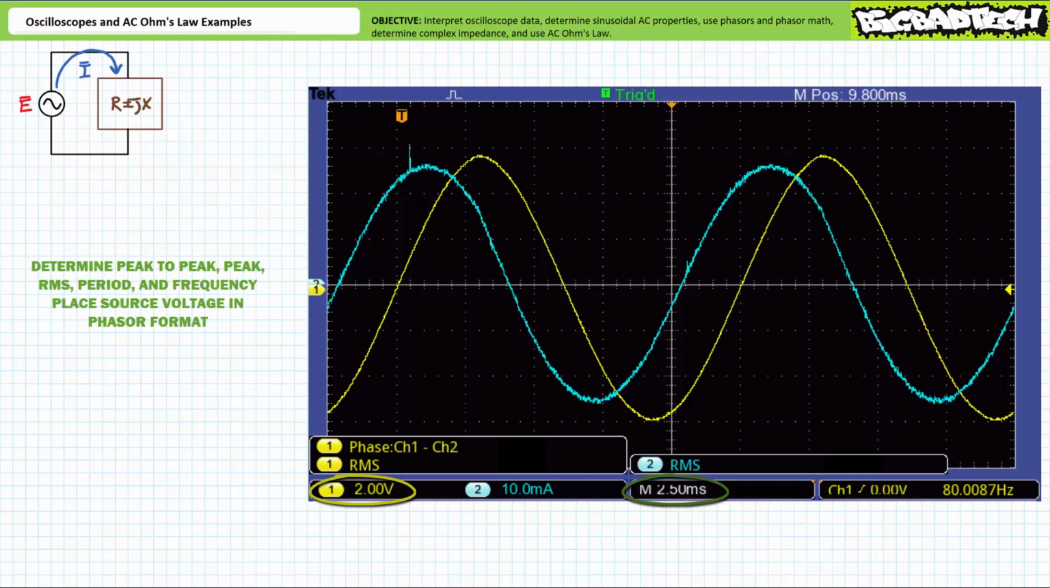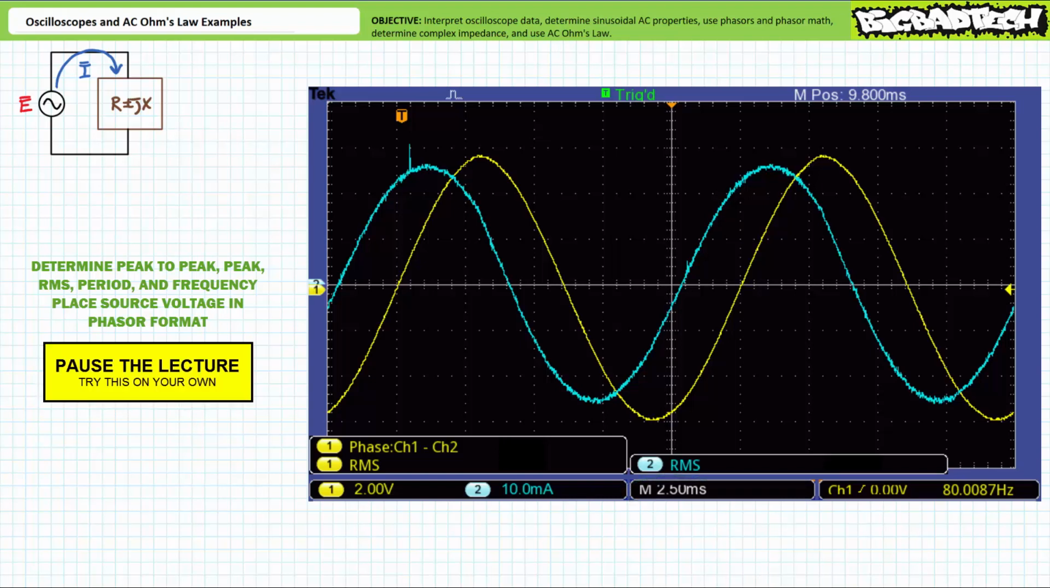See if you can determine source voltage peak-to-peak value, source voltage peak value, source voltage effective or RMS value, the period, and the frequency of the source voltage. Once you've got this data, place source voltage in phasor format, assuming source voltage is the reference. By all means, pause the lecture and try this on your own.